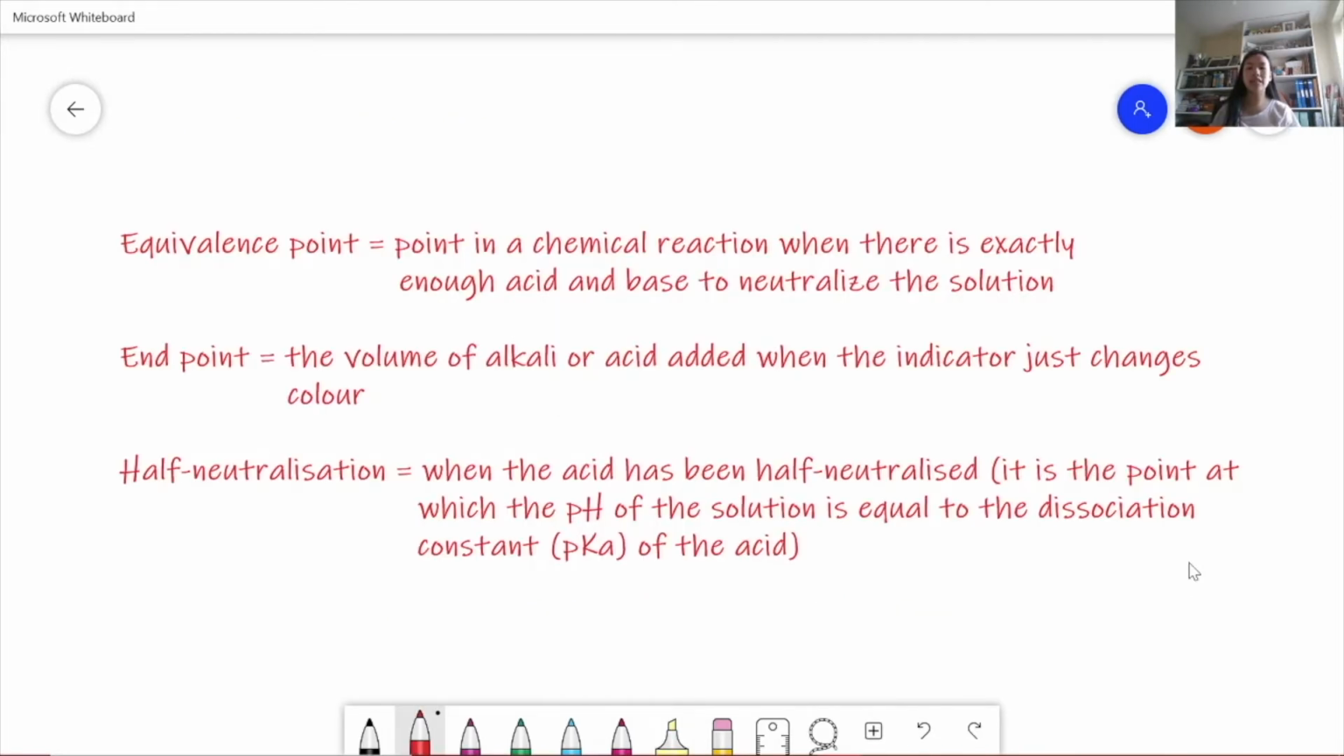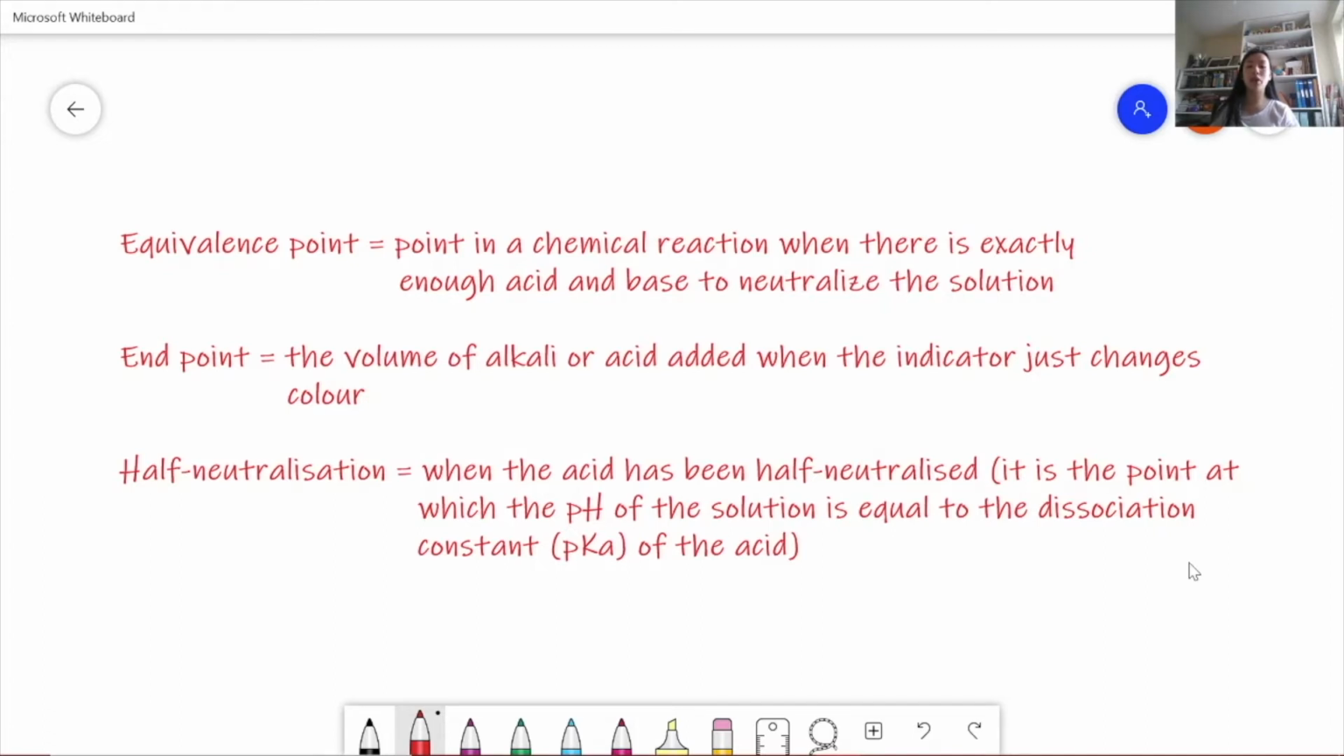Now we're going to look at some definitions. The equivalence point is a point in a chemical reaction when there is exactly enough acid and base to neutralise the solution. So for example, in titrations, when you're adding an alkali to an acid, it's when you add just enough alkali to neutralise that acid. The endpoint is the volume of alkali or acid added when the indicator just changes colour. And half neutralisation is when the acid has been half neutralised.